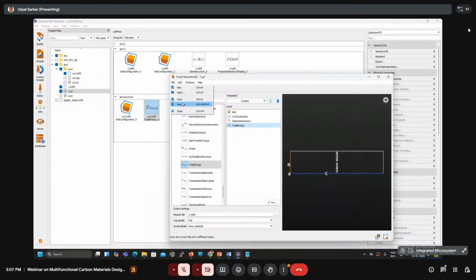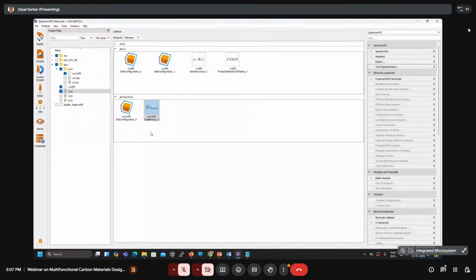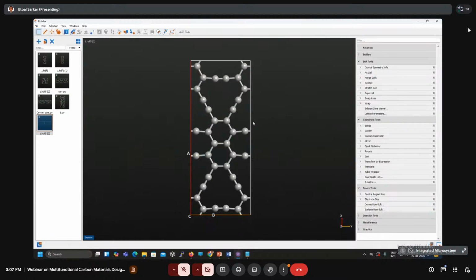Again, you can save it. This you can save it as I have saved for the energy convergence criteria. You can save it as pi file 2. So I will go again to the pi file. Now I will show you the optimized geometry, how it will look. So this is the optimized geometry that I have already taken.